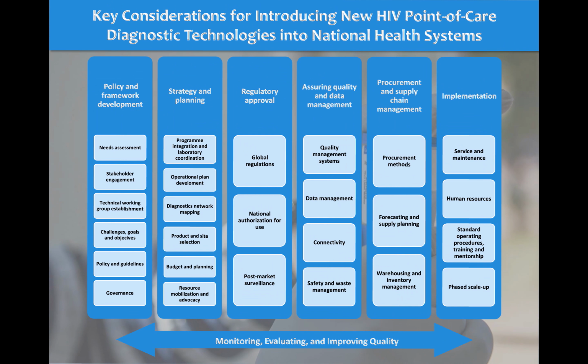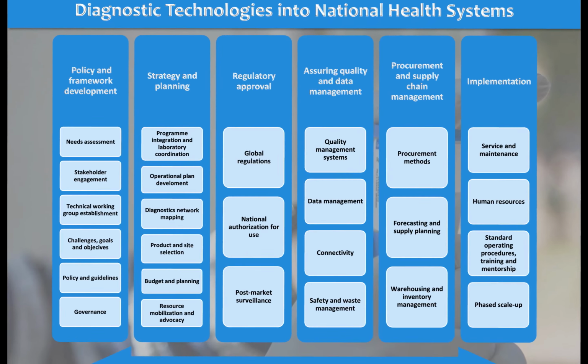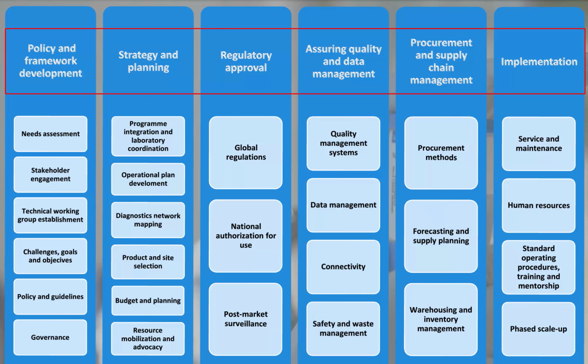Part 2 is divided into 7 major modules. One cross-cutting module named Monitoring, Evaluating and Improving Quality, and 6 distinct modules: Policy and Framework Development, Strategy and Planning, Regulations, Quality Assurance and Data Management, Procurement and Supply Chain Management, and Implementation. Each module consists of multiple sub-areas or components.